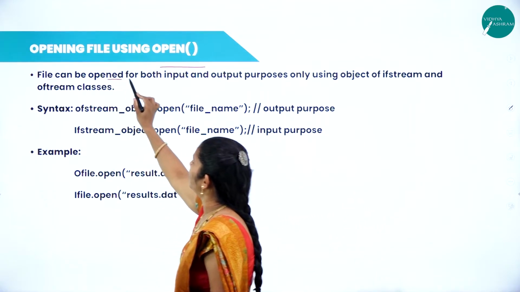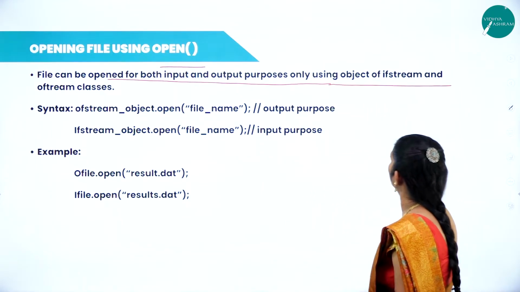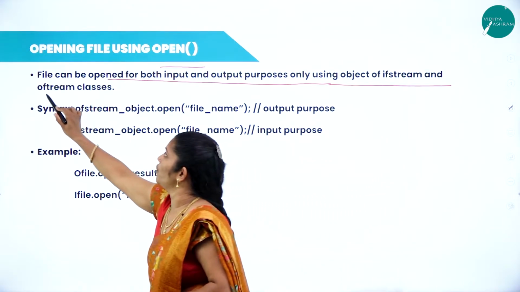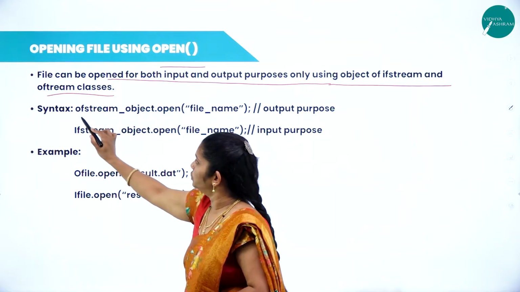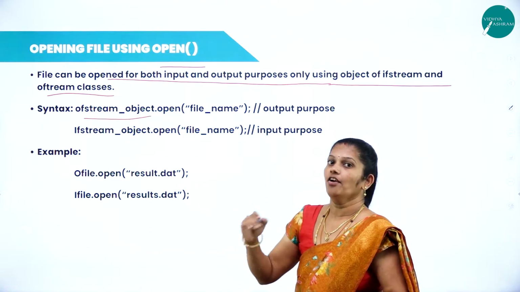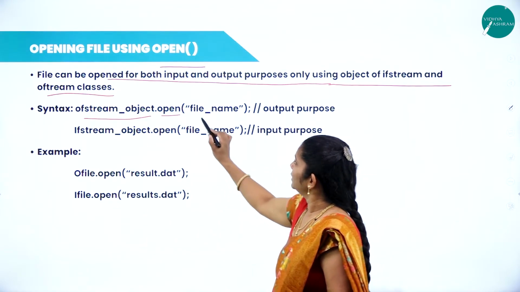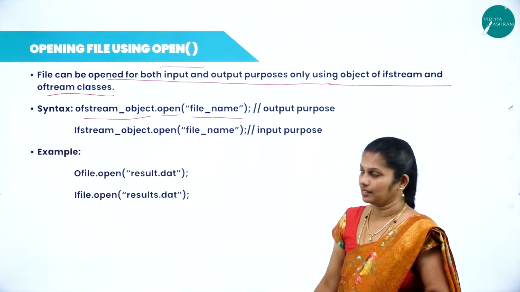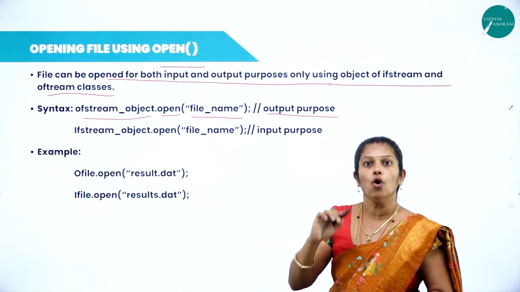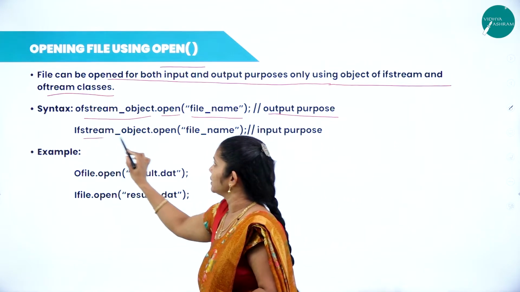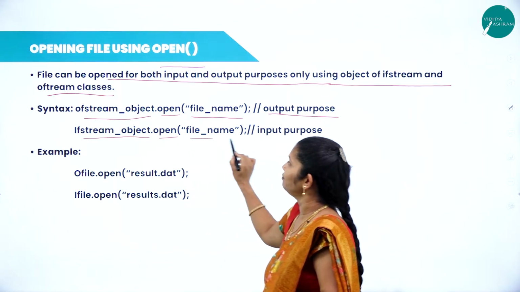A file can be opened for both input and output operation purposes only using an object of the ifstream and ofstream classes. If you observe the syntax, first you have to write the ofstream object. With the ofstream object, we are opening the file for output purpose, dot open function. Then inside the parentheses and double quotes, you have to write the file name. We are opening the file by using the open function. Next, with the ifstream object, here we are opening the file for input purpose, dot open, then file name.